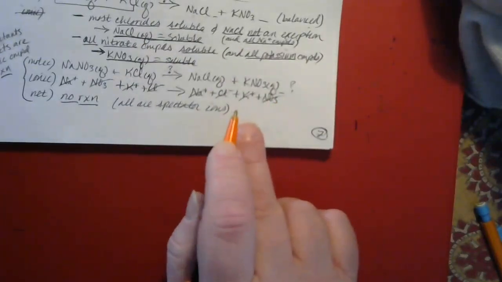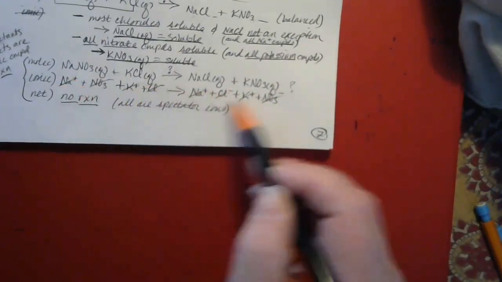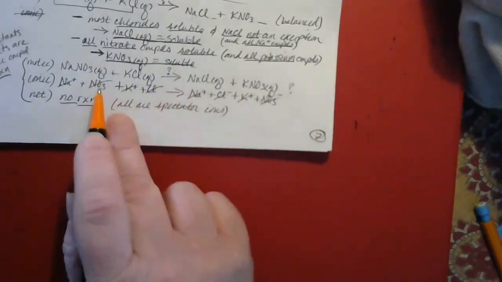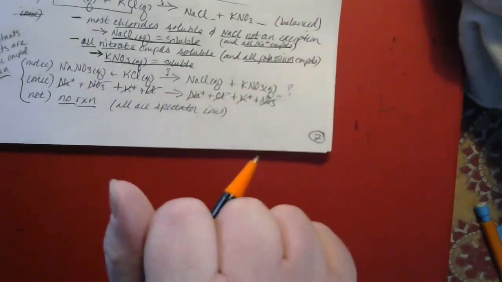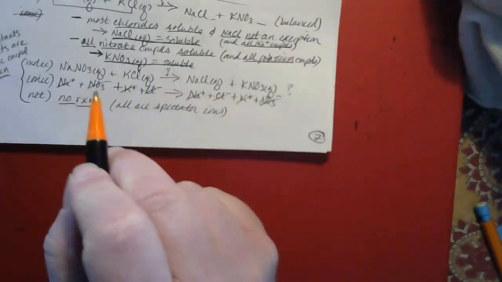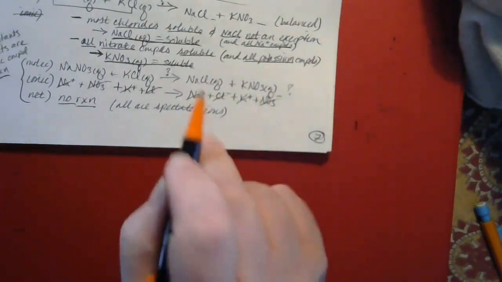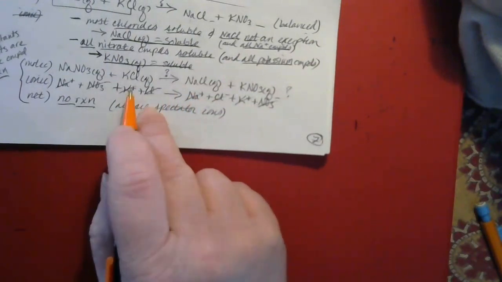And then you go through and you look for the spectator ions. And look what happens. They're all spectator ions. Na+ comes out as Na+. NO3- comes out as NO3-. And in fact, as I mentioned a few minutes ago, sodium ions and nitrate ions will always be spectator ions. And potassium ions will also always be spectator ions.